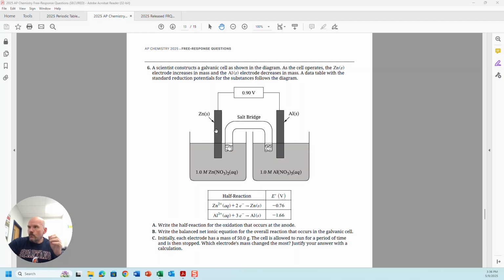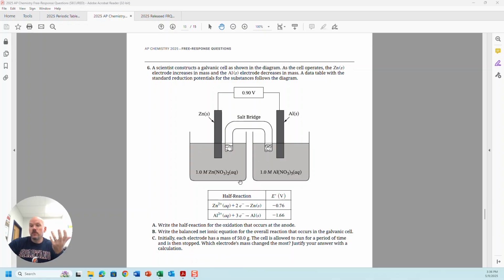All right. So, number 6, pretty straightforward, galvanic cell, voltaic cell, electrochemistry question. Nothing too crazy about this one. So, first of all, it says write the half reaction for the oxidation that occurs at the anode.